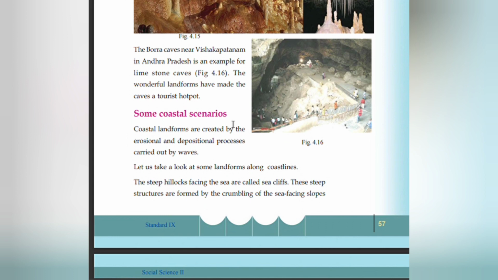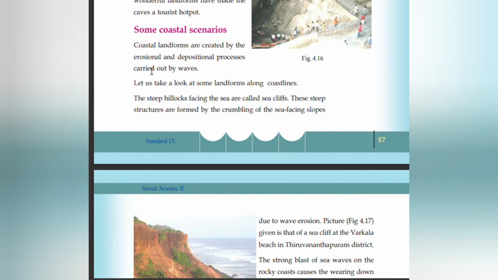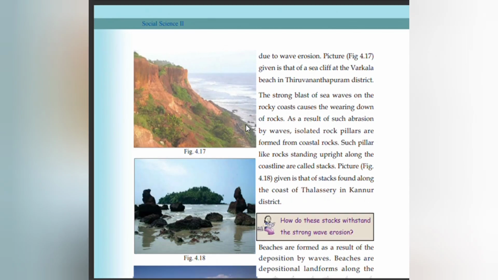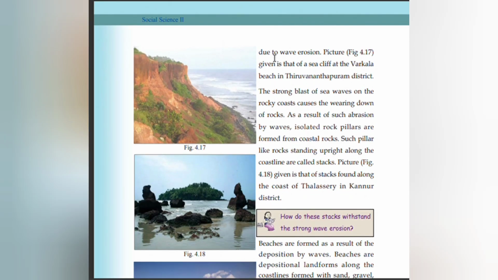Some coastal scenarios. Coastal landforms are created by the erosional and depositional processes carried out by waves. Let us take a look at some landforms along coastlines. The steep hillocks facing the sea are called sea cliffs. These steep structures are formed by the crumbling of the sea-facing slopes due to wave erosion. The picture given is that of a sea cliff at Varkala beach in Thiruvananthapuram district.